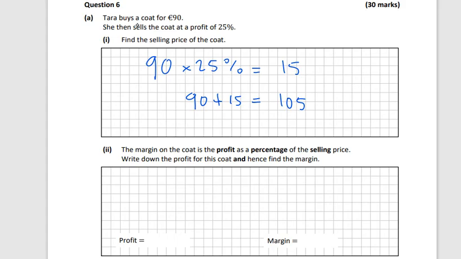The margin on the coat is the profit as a percentage of the selling price. Write down the profit of this coat, and hence find the margin. Well, the profit is 15. Put it over the selling price. Selling price is 105, and then we just always times by 100 to turn it into a percentage.